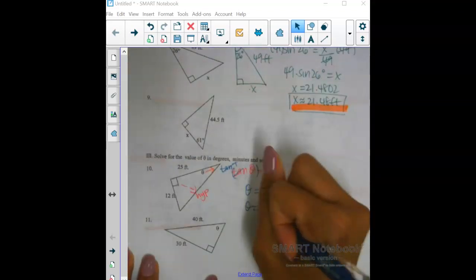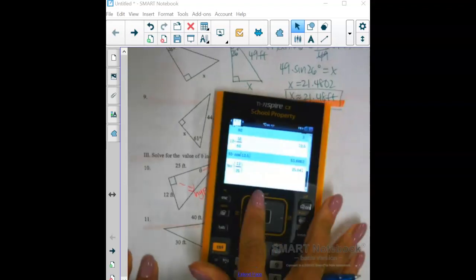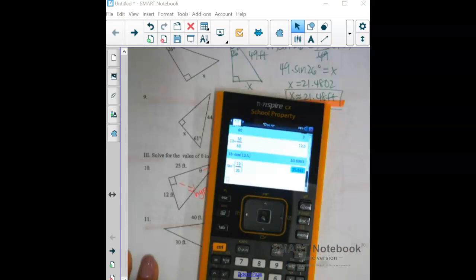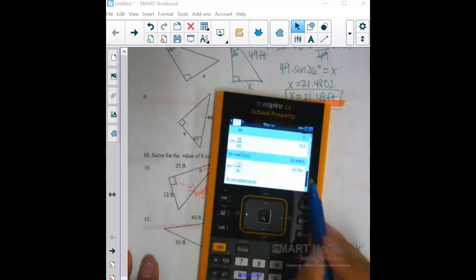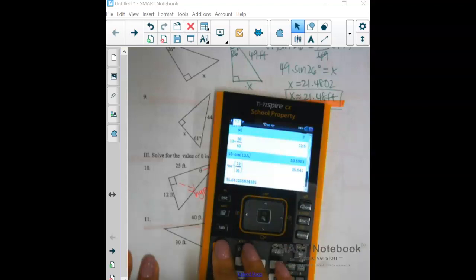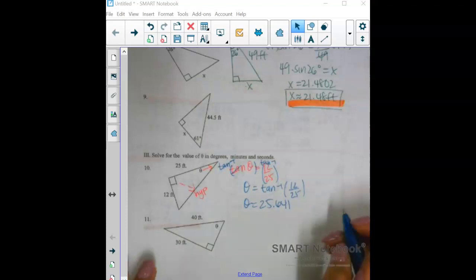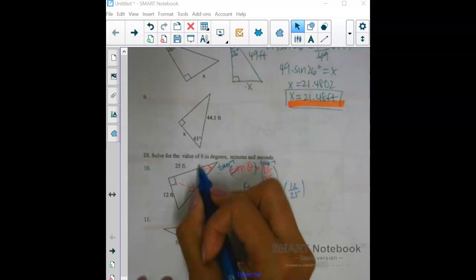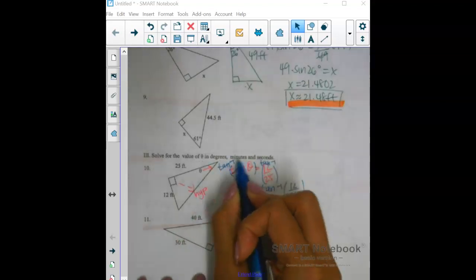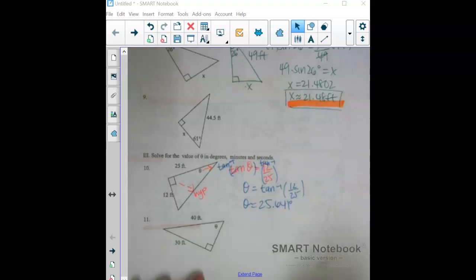So theta is 25.641. As you're going to notice in your calculator, if you were to scroll up and hit enter, it's going to give you a lot longer of a decimal. For right now, we're just going to use those 3 decimal places. We don't need that whole crazy long decimal. Not right now. Okay, so I need to ask myself, am I done? Did I solve for theta? Well, if I look back at the question, it says solve for theta in degrees, minutes, and seconds. This right now is in degrees. I need to get this into degrees, minutes, and seconds.